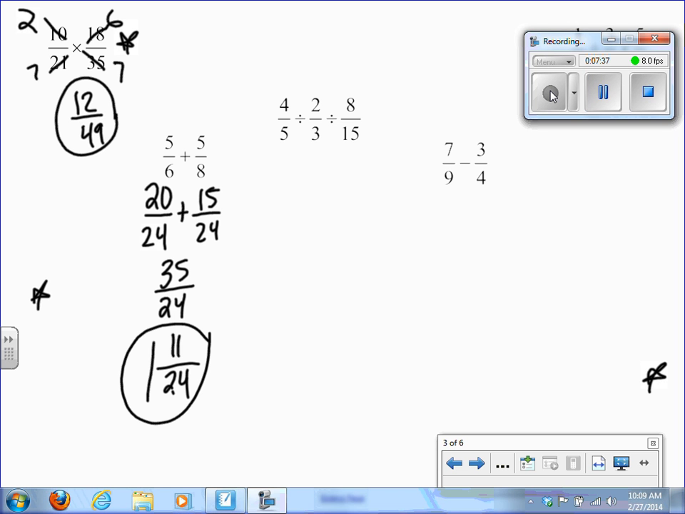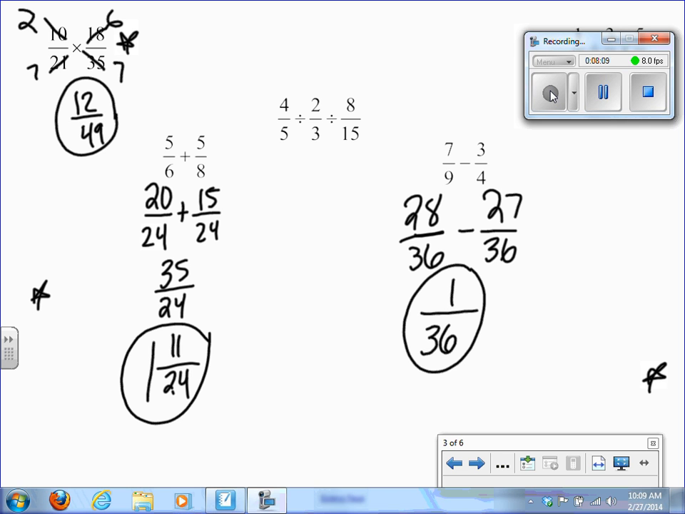Okay? 7/9 minus 3/4. Someone give me my least common denominator, please, Maya. 36. Okay, 7/9 is how many 36ths? Ryan. 28. Adam, 3/4 is how many 36ths? Emma. 27. 28 minus 27, kids, is 1/36. Okay, 1/36. Alright, very good.